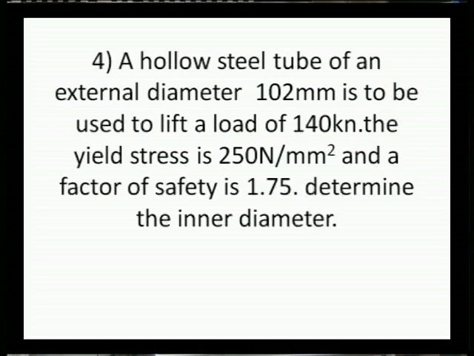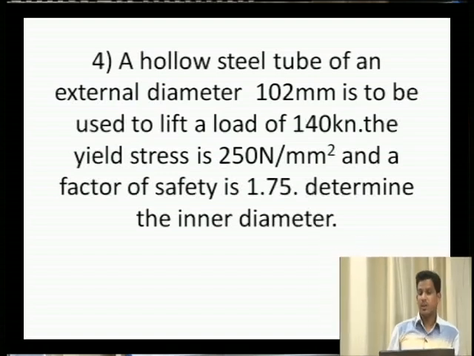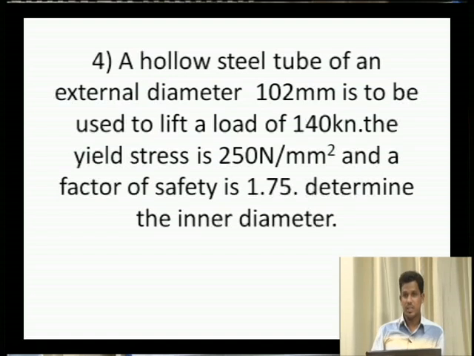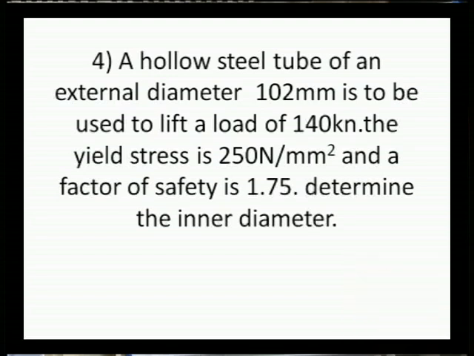Here also I have taken the same type of problem. A hollow steel tube of an external diameter 120 mm is to be used to lift a load of 140 kilonewton. The yield stress is 250 Newton per millimeter square and the factor of safety is 1.75. What is the inner diameter? The difference between that problem and this problem is that here working stress is given directly. We need to find only the internal diameter, since the external diameter is given.